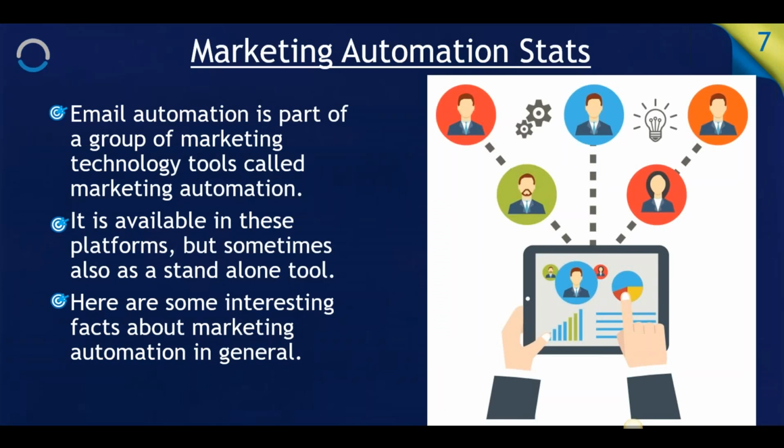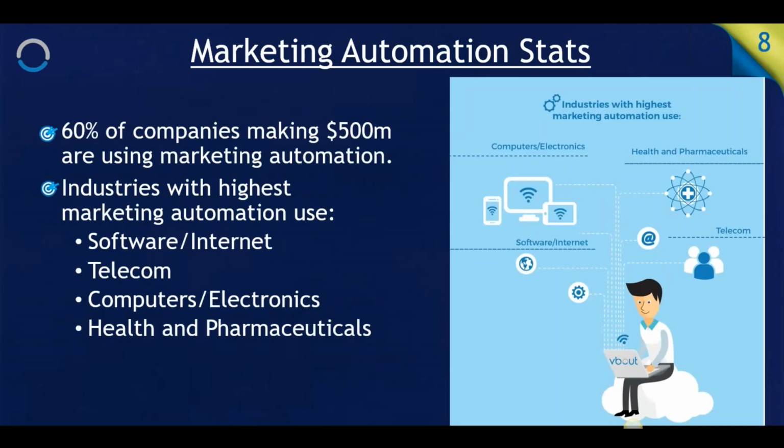So here are some stats on marketing automation and email automation in general. Email automation is only part of what the full marketing automation consists of. So you have automated prospecting, you have automated lead nurturing, you have predictive, which we'll cover. So email automation is only part of it. It's available within platforms that offers marketing automation, or sometimes you can just get a tool that all it does is email automation. So here are some other stats with numbers.